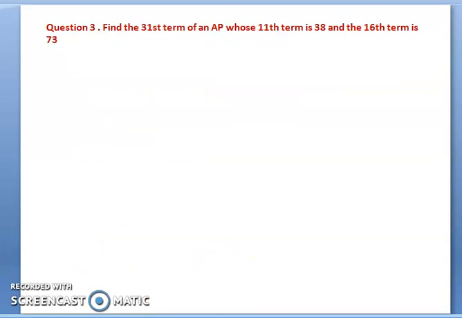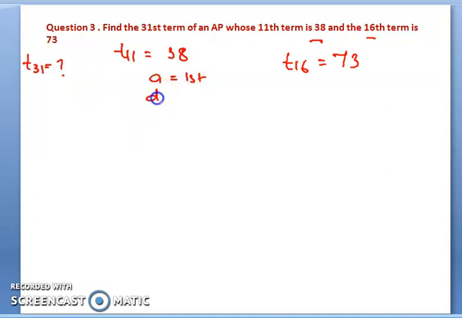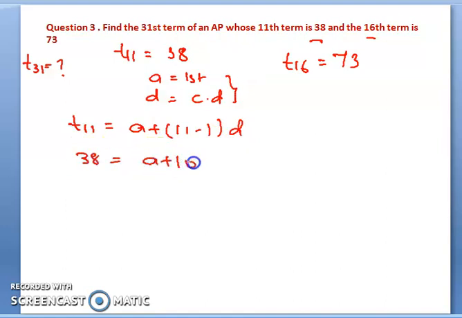Now find the 31st term of an AP whose 11th term is 38 and 16th term is 73. So T11 is given, which is equal to 38, and T16 is given, which is equal to 73. Now what is missing here? They're asking us to find T31, but in this case A is your first term and D is your common difference. These two are missing, so I assume A is the first term and D is the common difference. Now T11, how can we write it? A plus (11 minus 1) into D. So T11 is 38. 38 is equal to A plus 10D.